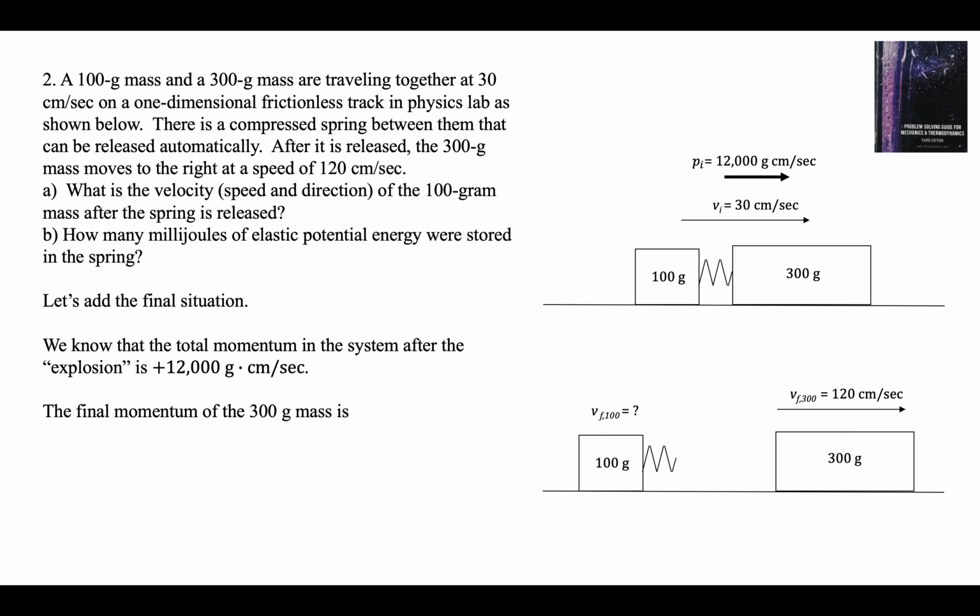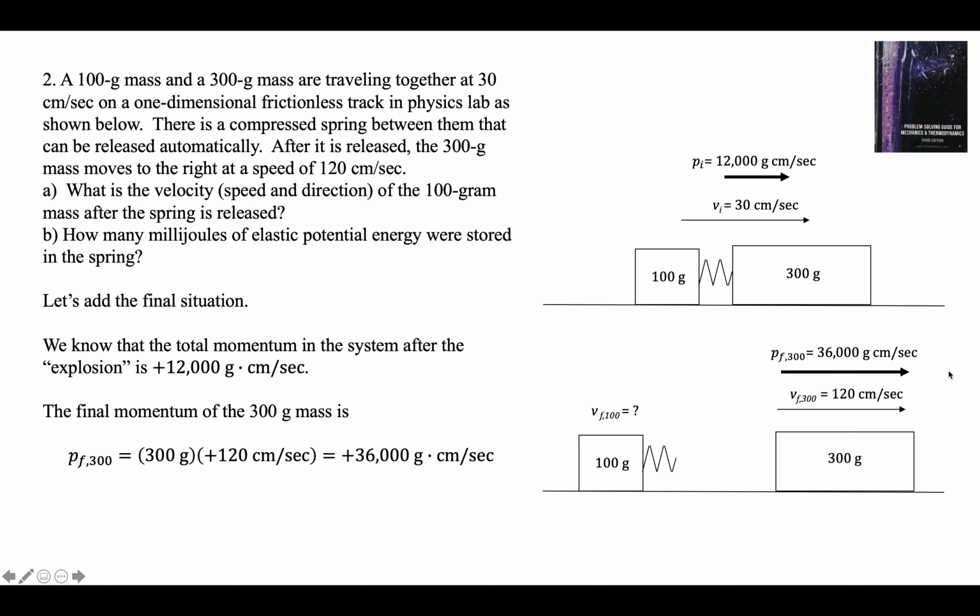The final momentum of the 300 gram mass, mv, is 36,000 gram centimeters per second to the right. Let's put that in the diagram. If the initial momentum of the system was 12,000 to the right, this one has 36,000 to the right. This one has to have, you tell me.